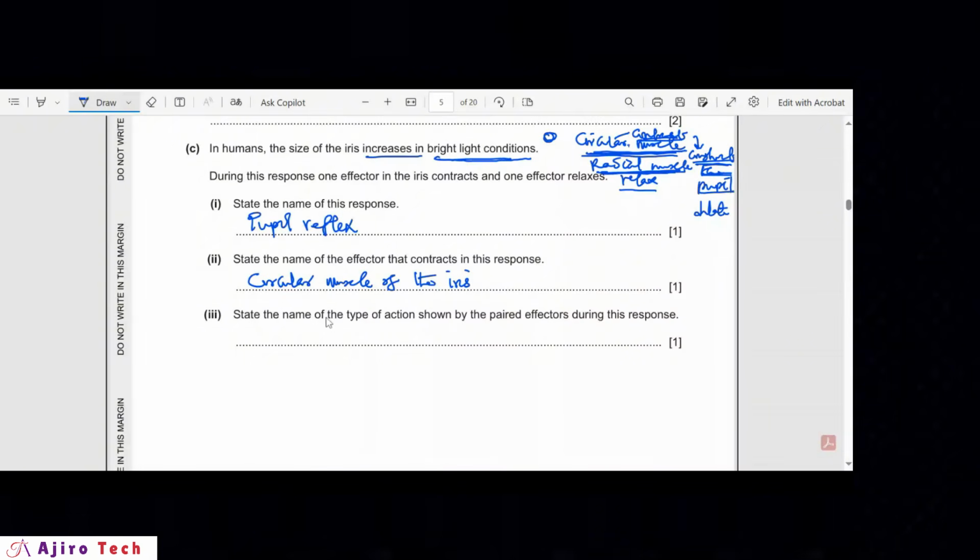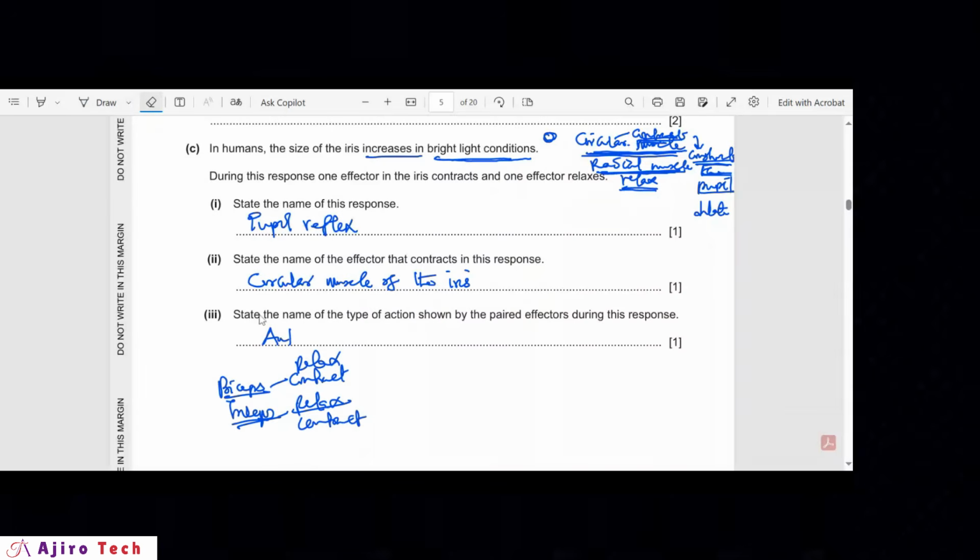Put the name of the type of action shown by the pair. So you see they are antagonistic. While one contracts, the other relaxes. Just like your biceps and your triceps. When the biceps contract, the triceps relax. When the biceps relax, the triceps contract. They are antagonistic muscles. So we say that's antagonistic action.